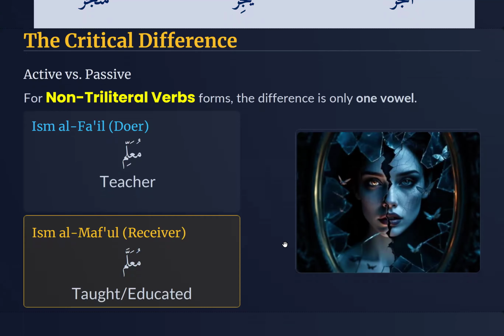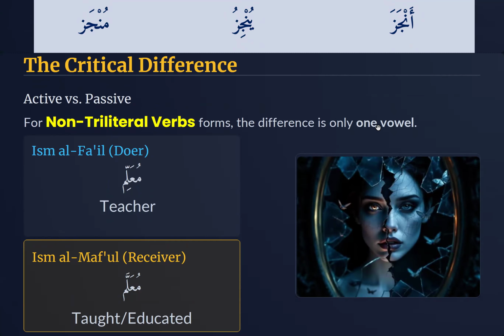The critical difference, active versus passive. So for non-trilateral verb forms, the difference is only one vowel. Okay, so for here mu'allim, يعني اسم فاعل. Let's compare معلم يعني اسم فاعل and the اسم مفعول. معلم is the teacher. So طيب, what about the اسم مفعول? It'll be معلم. As we mentioned, kasra will be replaced by fatha.